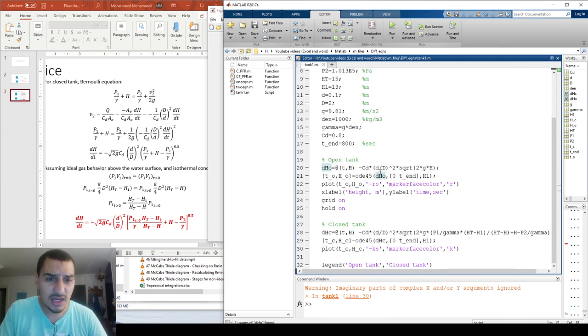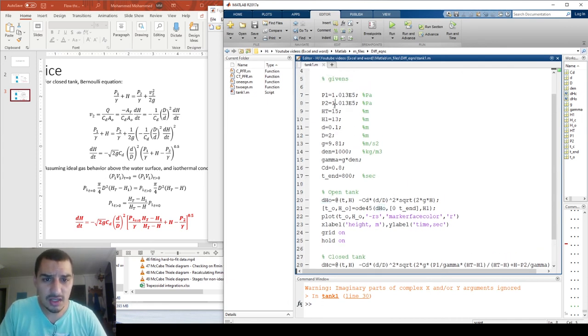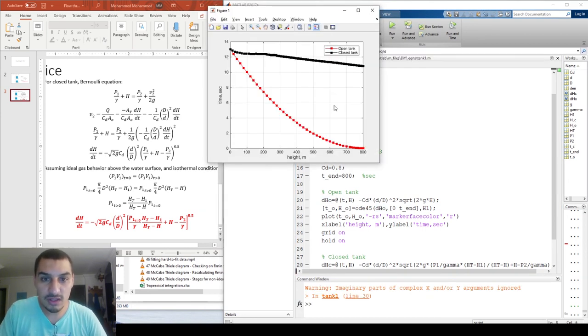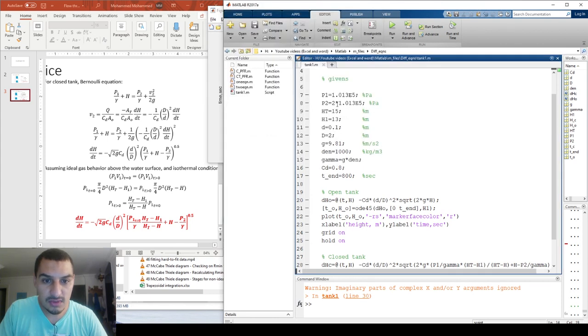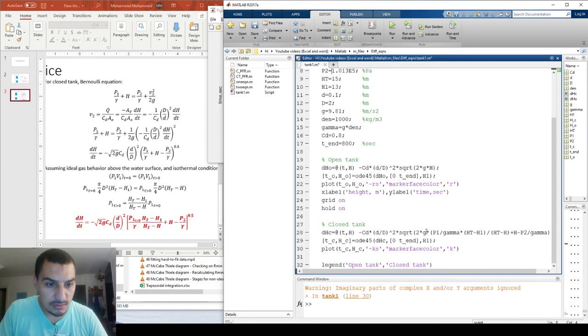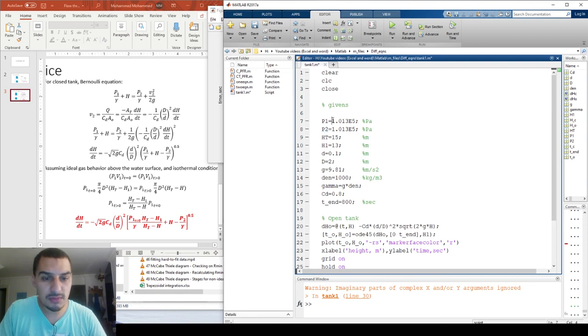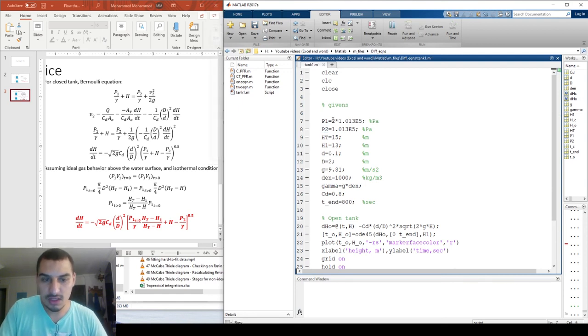And now let's see if I change the pressure P2. I'm gonna make it like 2 times, 2 atmosphere. And when I run the file, I think I did something wrong. Oh, it's not P2, it's P1. I'm sorry. I'm gonna make P1 2 multiplied by 1 atmosphere.